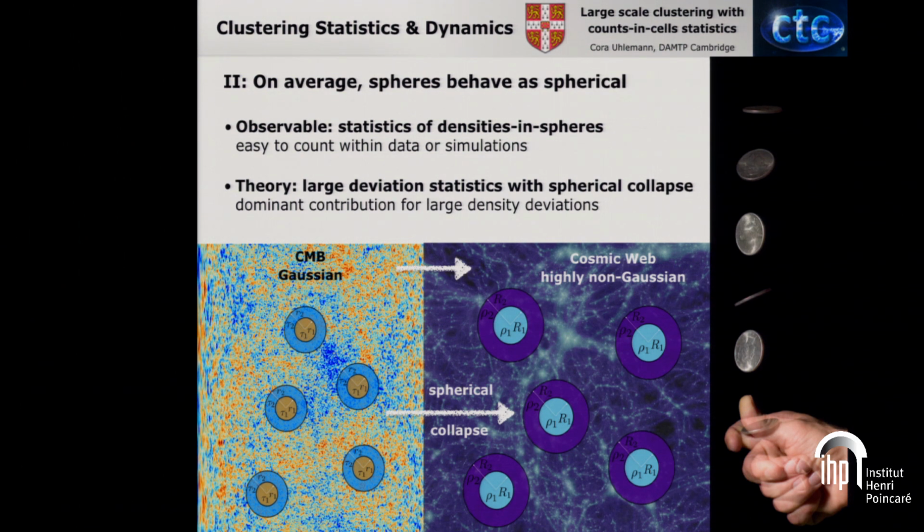And I'm going to use spherical collapse, not for individual objects, but for the statistics. That is the reason why I have spheres here. I'm not claiming that any final sphere corresponds to an initial sphere. Just the statistics can be predicted with spherical collapse. And I will make this a bit more rigorous in the next slides.